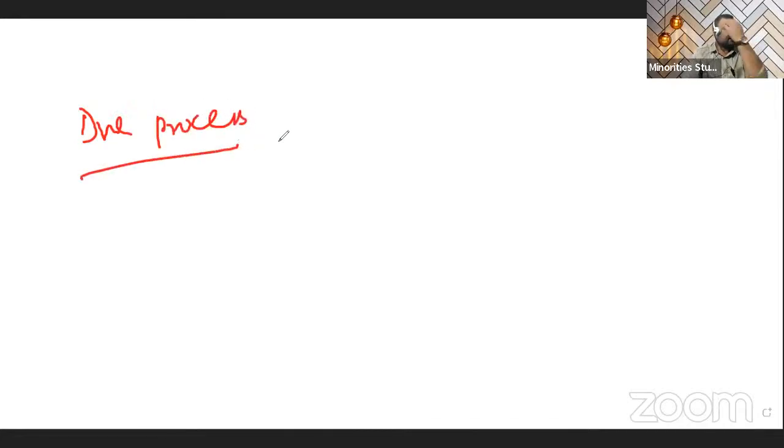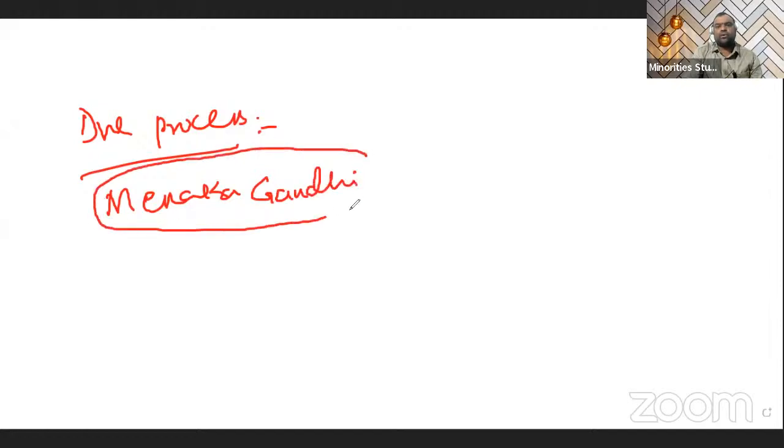So, what does Article 21 stand for? Article 21 stands for the due process of law mentioned in the Menaka Gandhi case. Sir, what is this Menaka Gandhi case? This is a very, very important case, Menaka Gandhi. What is this Menaka Gandhi case?